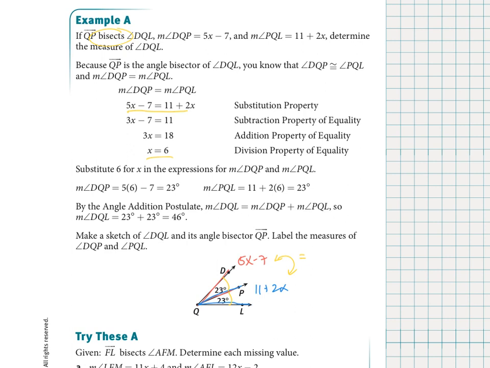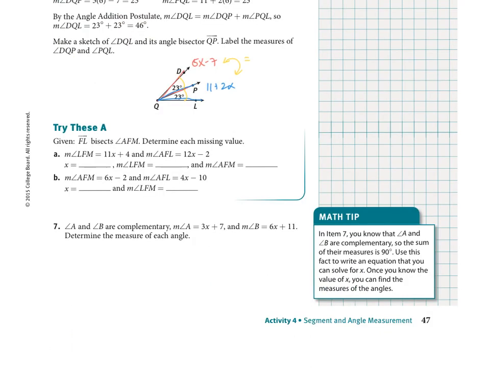So it had us make a sketch of it, look at the angle bisector, figure out how to solve for x, figure out how to solve angle measures, a lot compiled together. So this is a really good example to reference. What we're now going to have you do and try on your own is try these A section. I want you to go ahead and try parts A and B, pause the video, and then we'll pick back up and go over each of these.